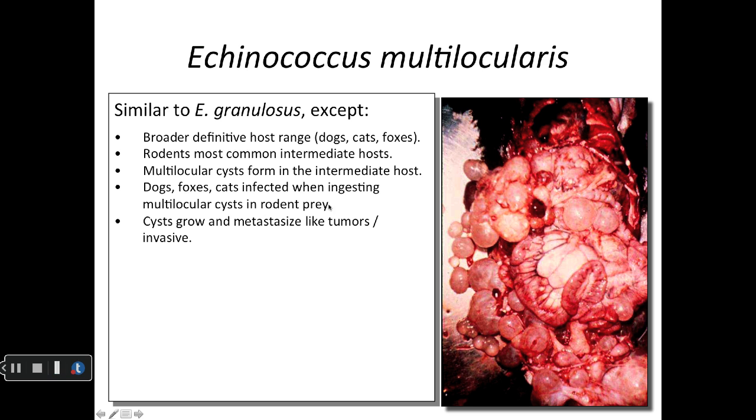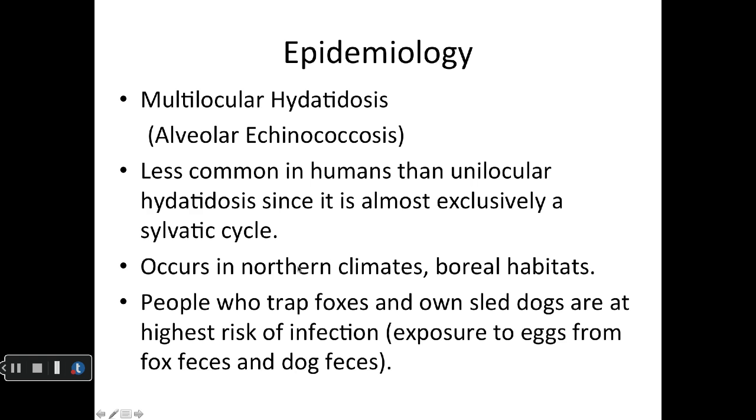So the life cycle works like this. Dogs, foxes, cats, and other carnivores are infected when they ingest a rodent that contains these multilocular cysts. And then inside the dog, the adult worm will develop in the intestine. In the intermediate host, including accidental infection by humans, these large multilocular cysts develop. From an epidemiological point of view, the disease is called multilocular hydatidosis instead of alveolar, and these terms are pretty interchangeable.